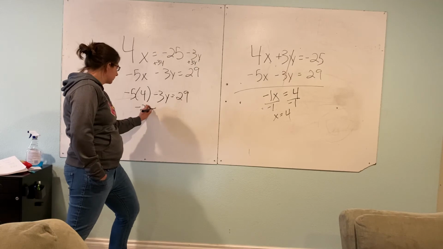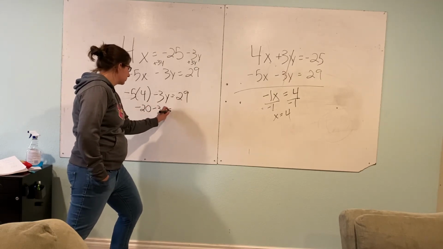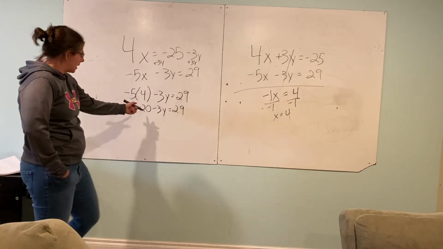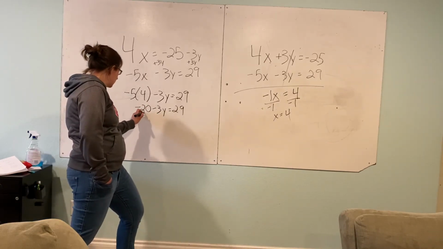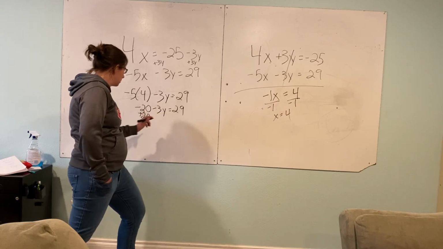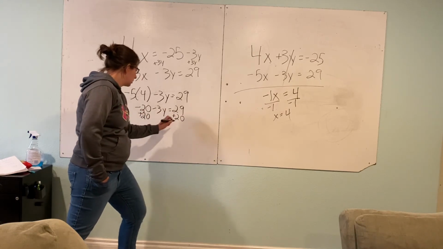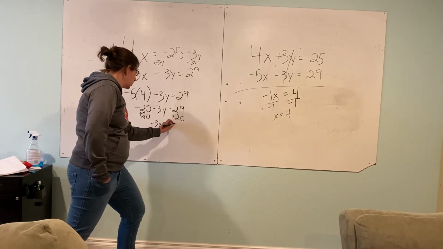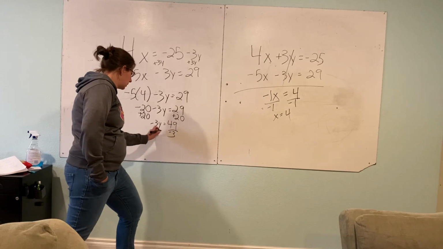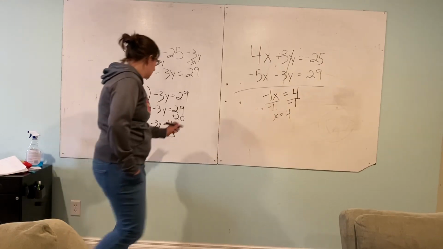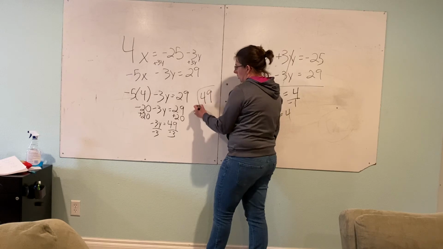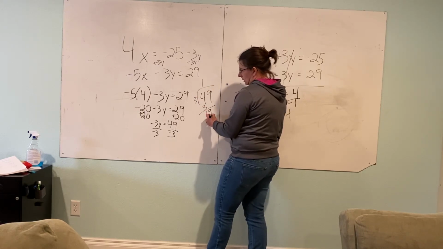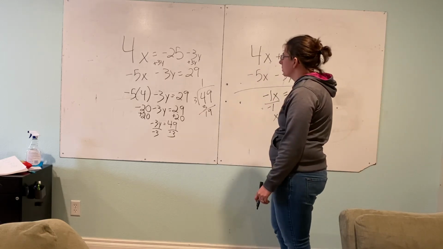Again, we're just trying to isolate the y. We're trying to get y by itself. So we're going to add 20 to both sides. Negative 3y equals 49. We're going to divide by negative 3. 3 goes into 4 once. 3 is not going into 19. So where's our mistake?